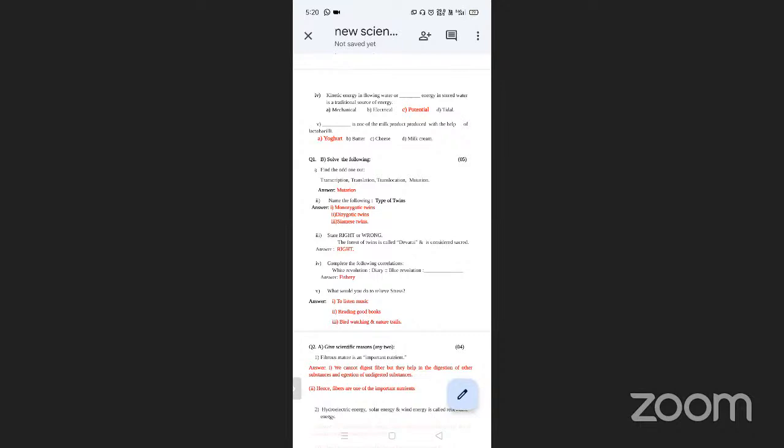So the occupation related to fishes is called fishery. As white revolution is related to dairy, meaning the milk products, in the same way, blue revolution is related to fishes, so it is called fishery. So you have to write the answer, that is fishery.